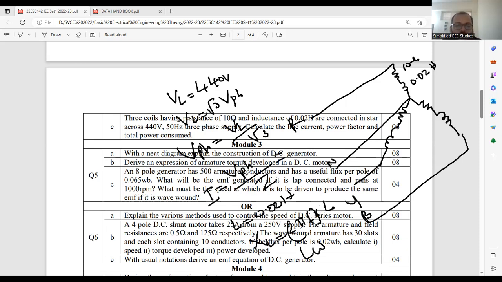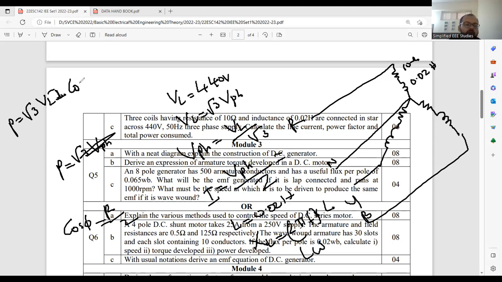Once you know the value of current, you can easily calculate the power factor. Very easily you can calculate R by Z, direct formula. No need to know the value of current. Directly you can calculate. Similarly, power consumed. P is equal to root 3 VL IL cos phi.